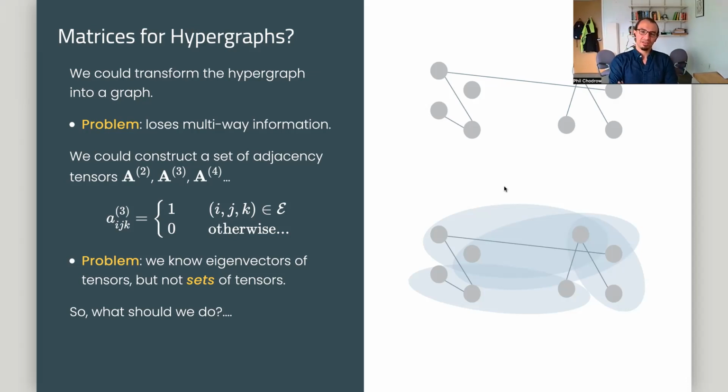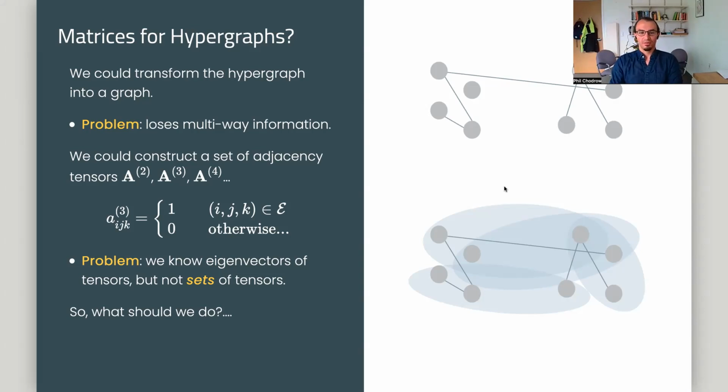On the other hand, if we want to do spectral stuff, eigenvector things, we can also construct tensors. If I have 3 edges, I can store all those 3 edges in an adjacency tensor of order 3. I can store the 4 edges in an adjacency tensor of order 4, and so on. This is a pretty reasonable thing to do, but there's an issue there as well if we want to do spectral things, which is that there's now a reasonably well-developed theory for eigenvectors of tensors, but not for eigenvectors of sets of tensors, which is what we have here. So if we want to actually represent the higher order structure in this hypergraph as a matrix, we have some work to do.